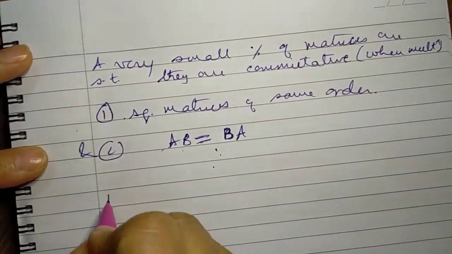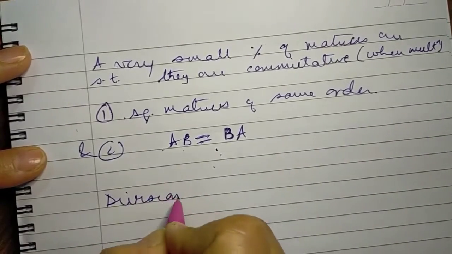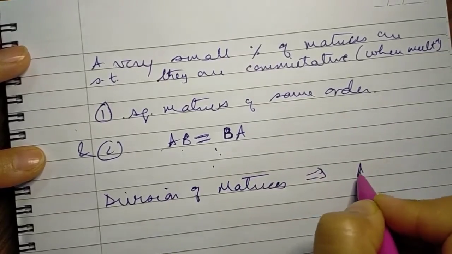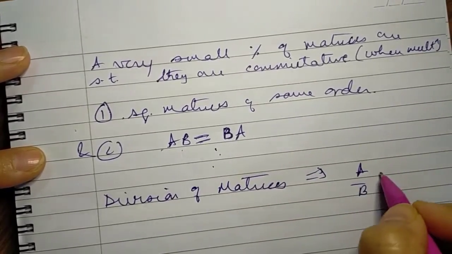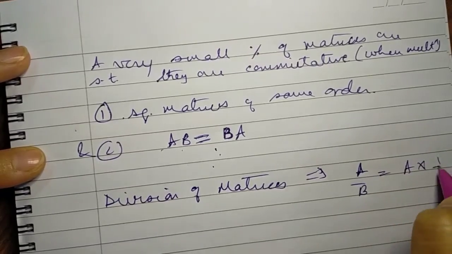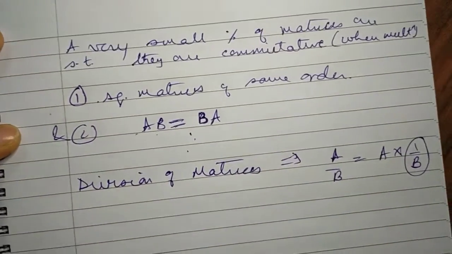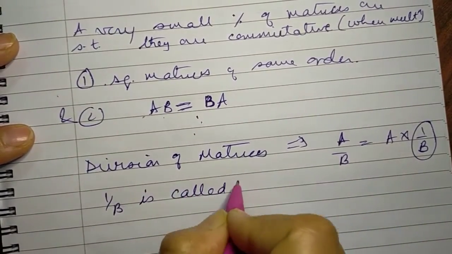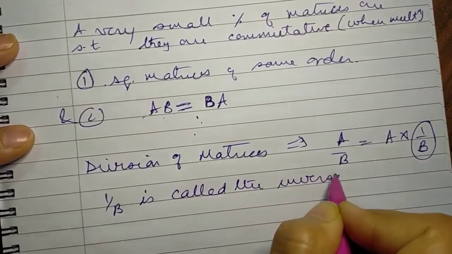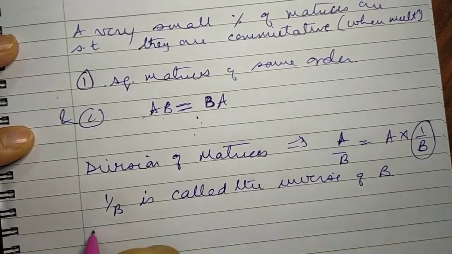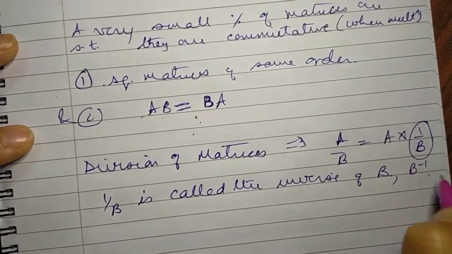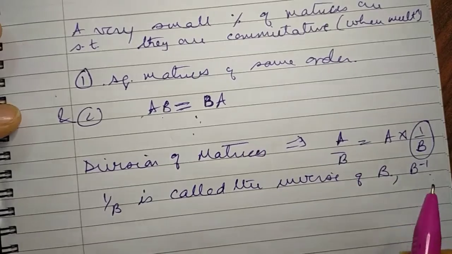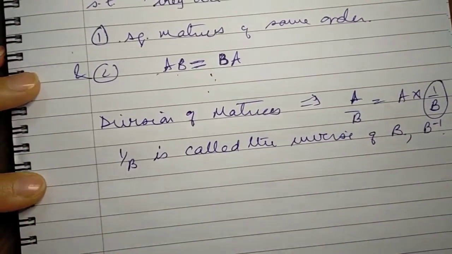Now out of these, we want to find whether division exists or not, or whether they are invertible or not. If we want to consider division of matrices, what do we mean? A upon B means the product of A with 1 upon B. So 1 upon B is called the inverse of the matrix B, which is written as B inverse. Now a matrix is invertible if and only if... when do we call it invertible?